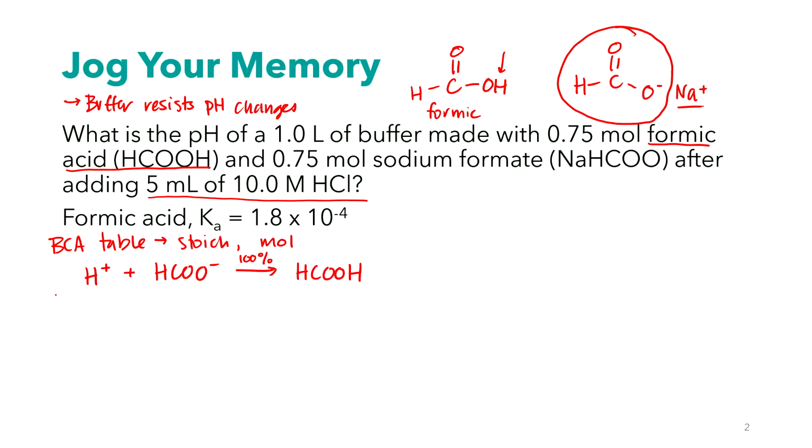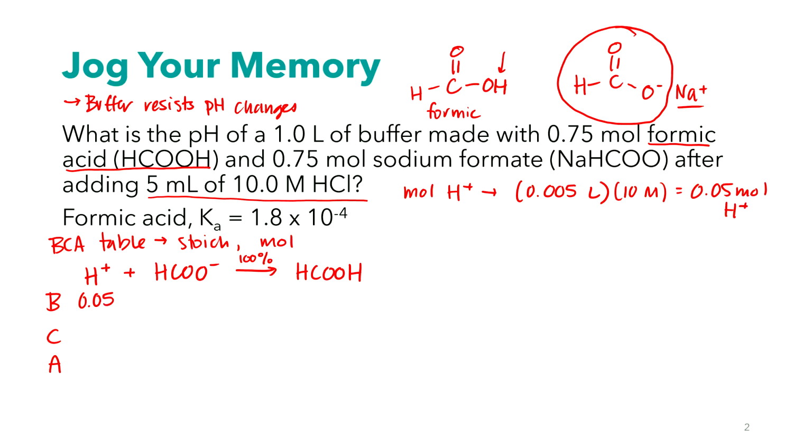So I need to know the moles to put into this table. How many moles of HCl, of H+, did we actually add? That's going to be 0.005 liters. I'm just converting my mL to liters. And it's a fairly strong concentration at 10 molar, so I'm adding in 0.05 moles of H+. That's my before value here. I made this easy for us. I have 0.75 moles of formic acid and 0.75 of the formate. Those are just equal to begin with.